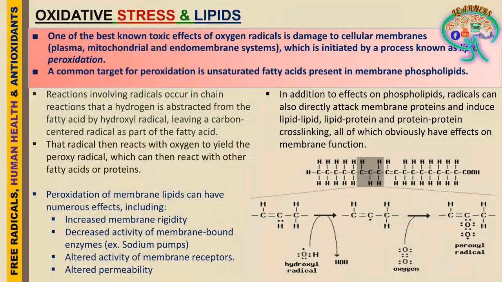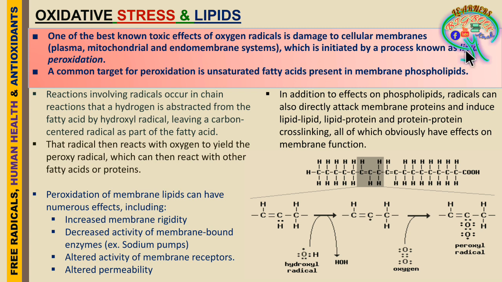Well guys, in this slide we will discuss oxidative stress and lipids. This is one of the best known toxic effects of oxygen radicals, which causes damage to cellular membranes, whether the plasma membrane, the mitochondrial biomembrane, the endomembrane systems, or the nuclear membrane systems, and is initiated by a process known as lipid peroxidation.